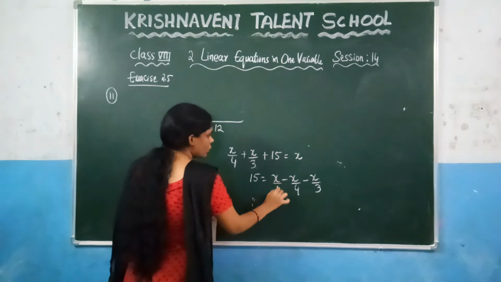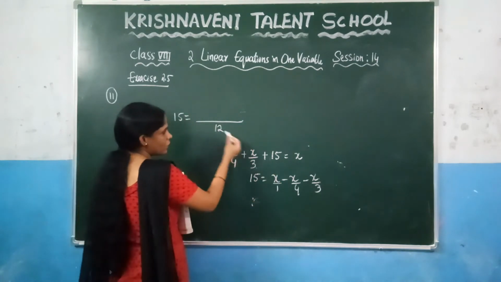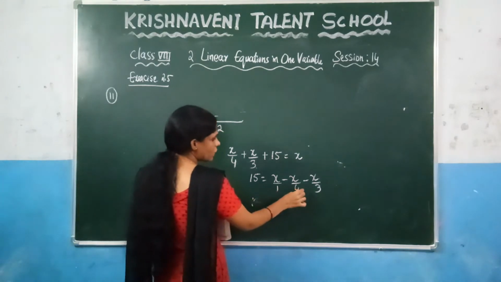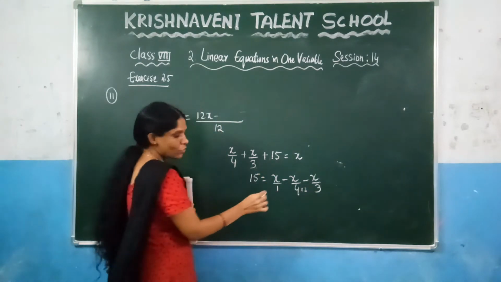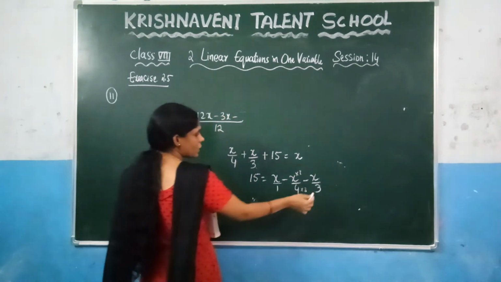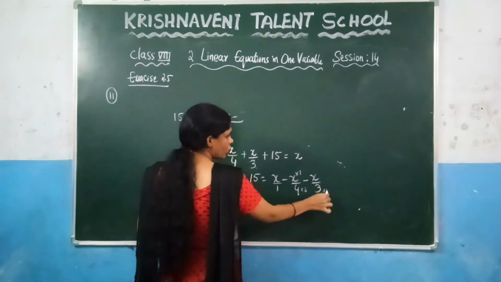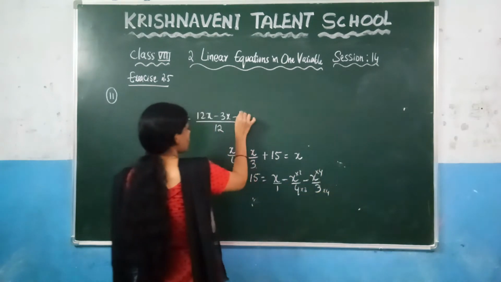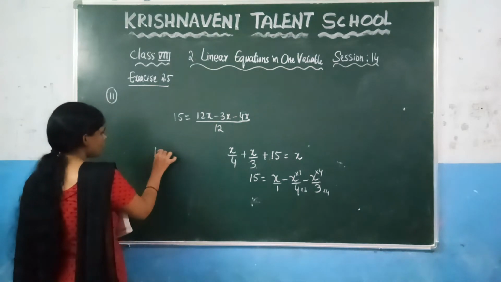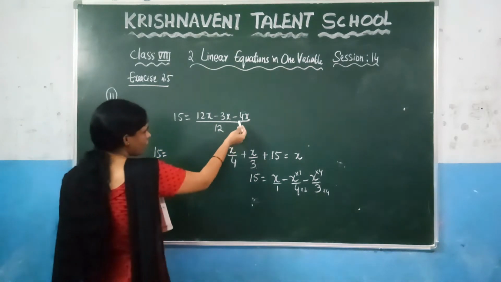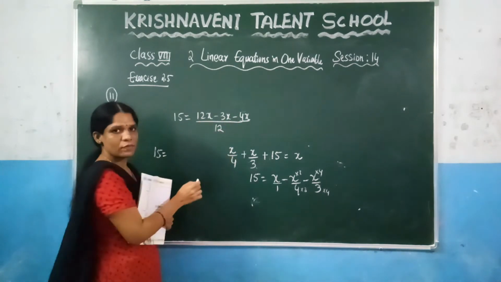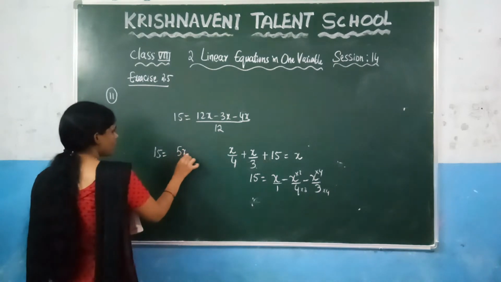In one table you will get 12, which is 12x. After that, 4 3s are 12, so you need to multiply with 3 and write 3x minus; in the 3 table when you get 12, it is 4, so multiply with 4 and you will get 4x. Now solve this one: 15 is equal to, what is the value of 3 plus 4, which is 7, and 12 minus 7 gives you 5x by 12.